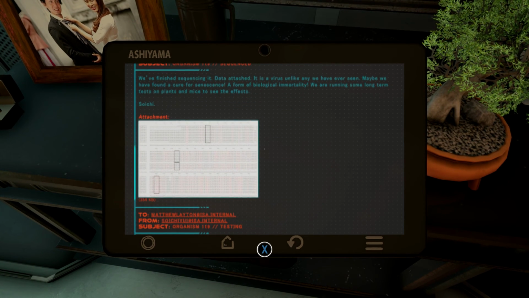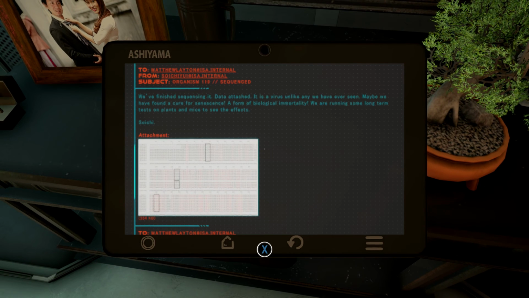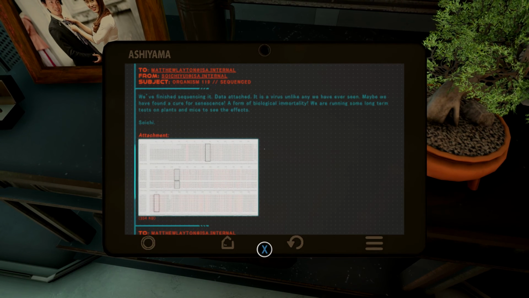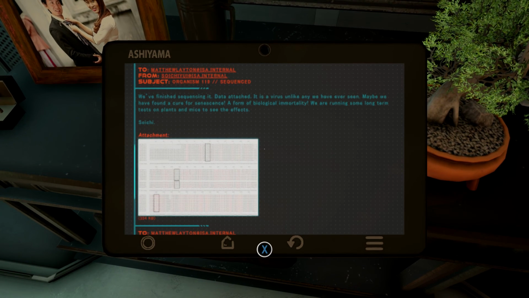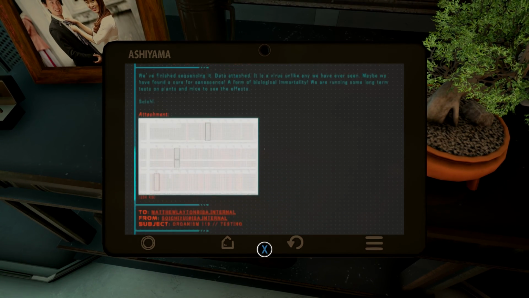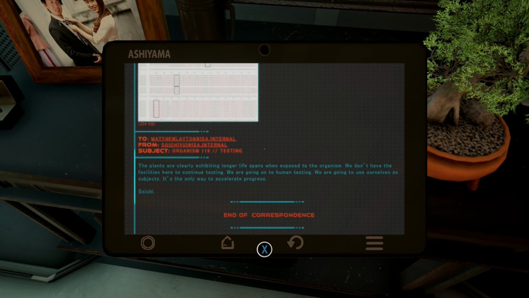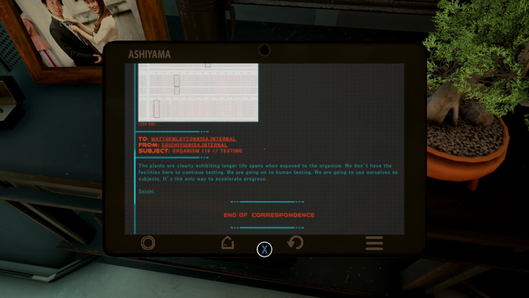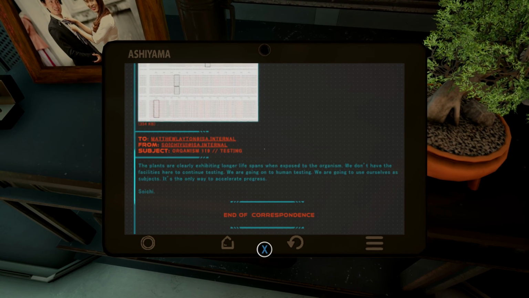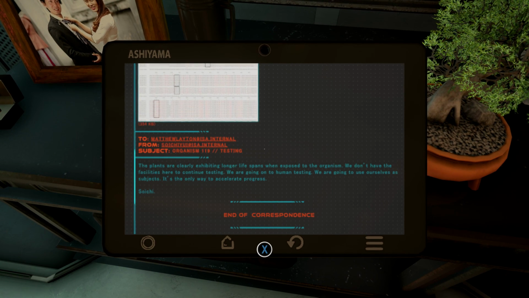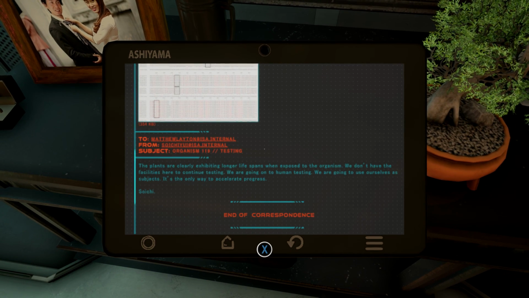We've finished sequencing it. The data has been attached. It's a virus unlike anything we've seen. Maybe we found a cure to senescence, a form of biological immortality. We're running the long-term tests on plants and mice to see the effects. Mice already have a form of it, so they don't have the same problems we do. The plants are clearly exhibiting longer lifespans when exposed to the organism. We don't have the facilities to continue testing though. We are going on to human testing. We're going to use ourselves as subjects. It's the only way to accelerate the process.